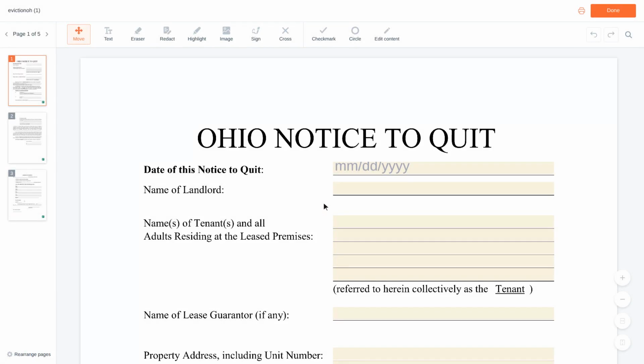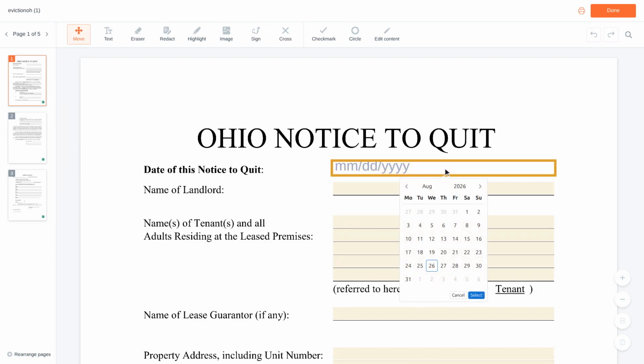Let's fill out the Ohio Eviction Notice together, the written notice a landlord serves before an eviction case can begin, and check what the state asks of it as we go. Start at the top with the date of this notice. Then the landlord's name, in our example Anna Baker, and the tenant's, here Ben Carter.